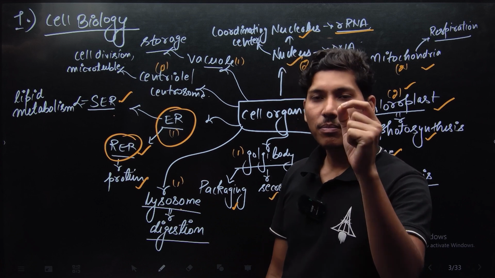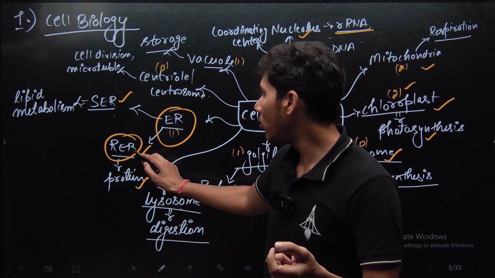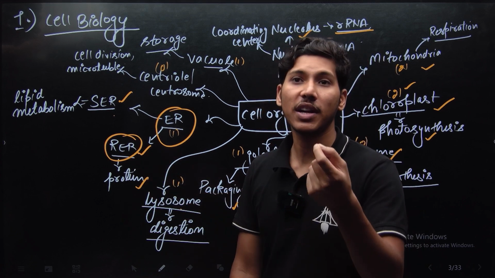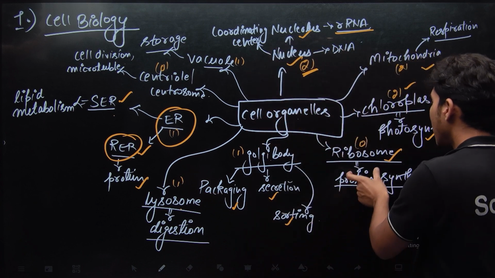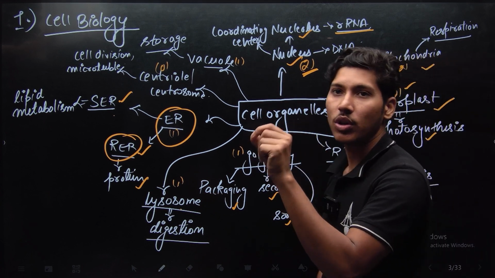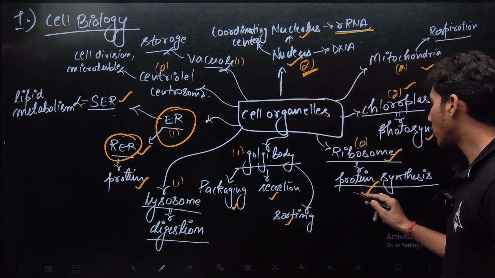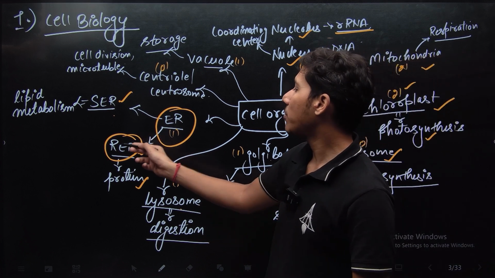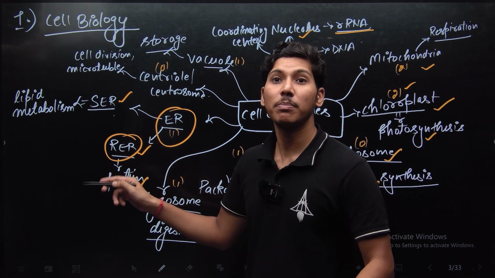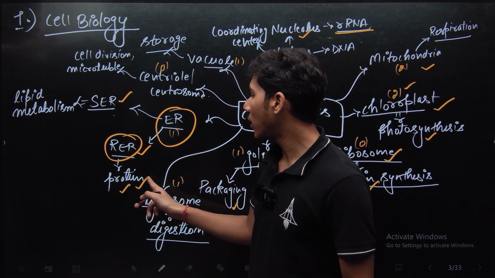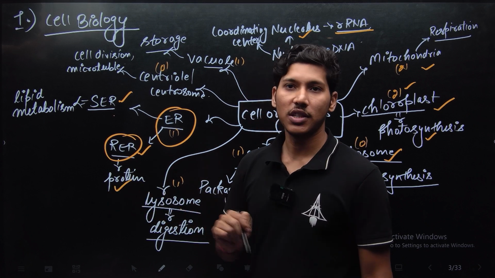And how does this endoplasmic reticulum become rough? Because it has ribosomes attached on it, and we know that ribosomes have the function of protein synthesis, and if ribosomes are attached on this endoplasmic reticulum, that means it is also going to be involved in protein synthesis. Clear?